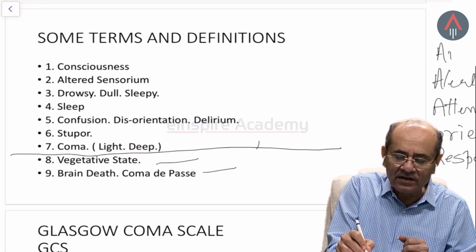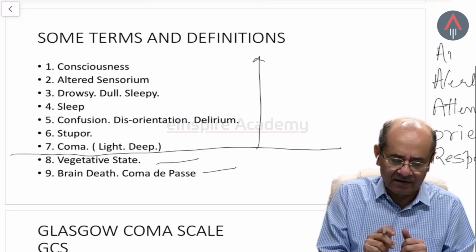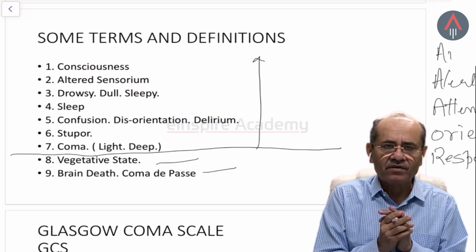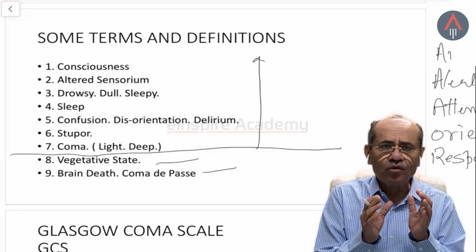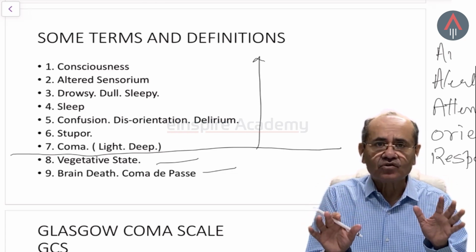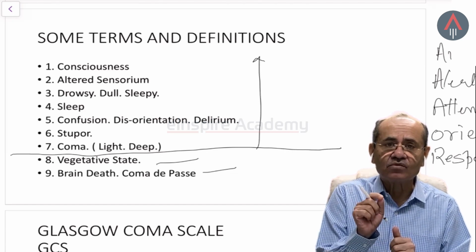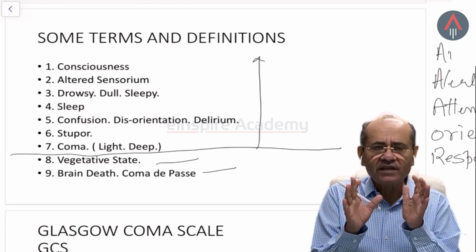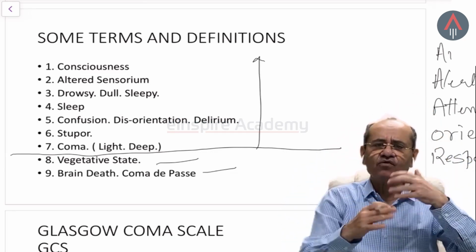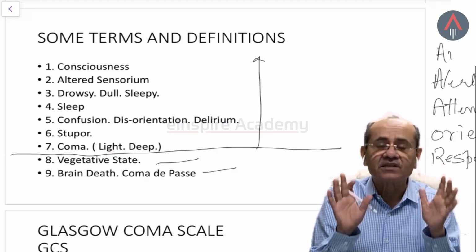So all the conditions above this are part of today's talk, but I will define number 8 and number 9. In vegetative state, a person looks awake, looks alert, but he is not. Another name for vegetative state is unresponsive wakefulness. The person looks wakeful. In fact, he may have a 24-hour cycle of a few hours awake and a few hours asleep. And even during the wake hours, he is unresponsive.